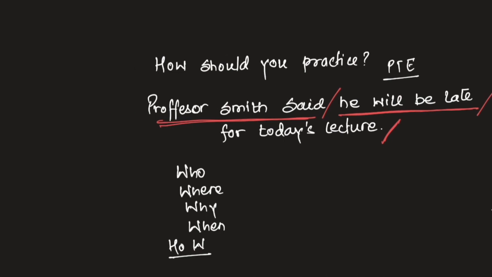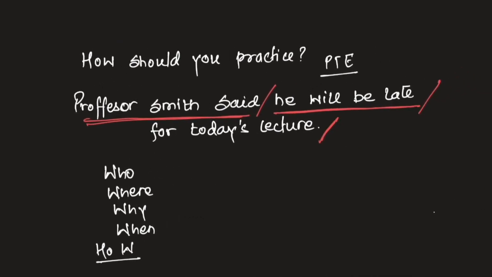Now, if we go to our sentence, you can see that the first part is telling us who said: Professor Smith said. He will be late. What will happen? He will be late. When? For today's lecture. So you can see that if you make a habit of thinking like this, when, why, where, then you'll be able to break the sentences into phrases quite easily. And another important thing to remember is in every phrase, you'll find that there are few words which are very important to remember because they help you to remember the other words.